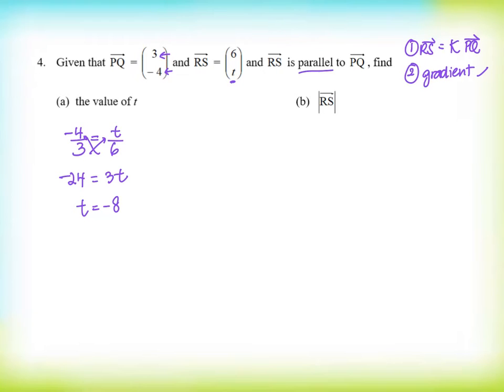Now let's find the magnitude of RS. So the magnitude of RS is the magnitude of the vector (6, -8). And that gives us the square root of 6 squared plus (-8) squared. Bear in mind when you press the calculator, the negative sign should be inside the bracket. And we'll get the answer 10 units.